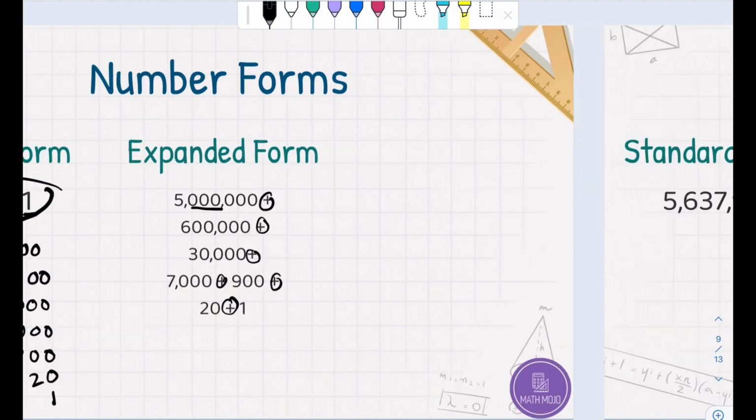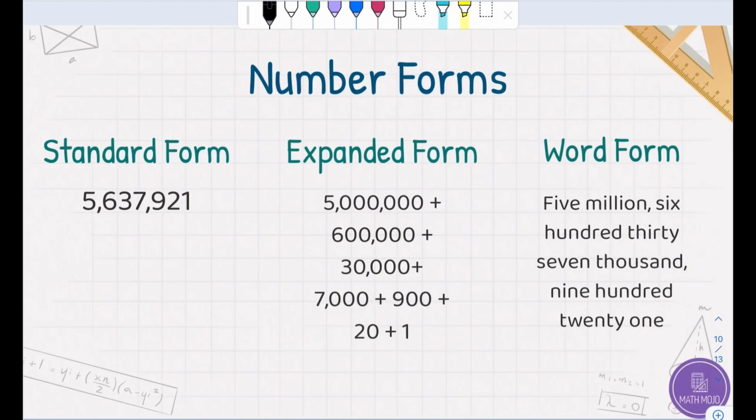And our last form would be our word form. So you would just write out exactly what the word is while looking at it in standard form. So this number is 5,637,921.